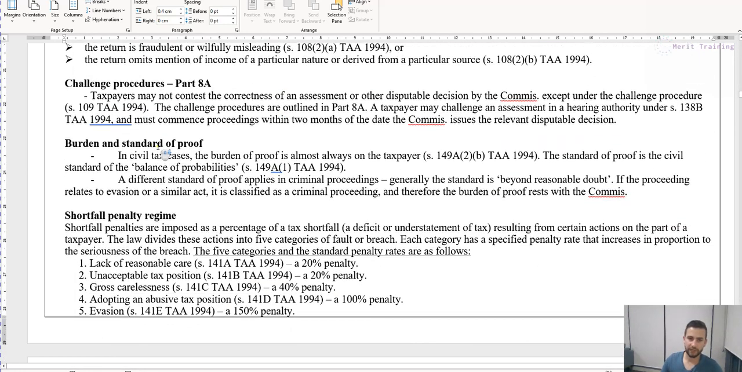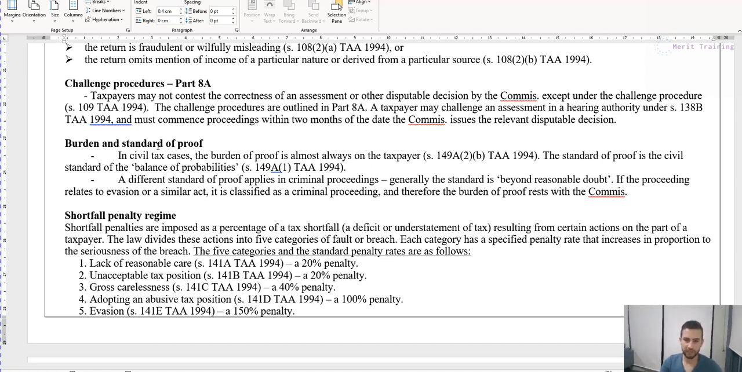So burden and standard of proof. In civil tax cases, the burden of proof is always on the taxpayer, and the standard of proof is the civil standard of the balance of probabilities. This is interesting because it's a civil tax case, which most tax cases are, as opposed to criminal, which is usually to do with crimes, violent crimes, stealing, theft, things like that. Generally, tax doesn't come under criminal proceedings unless it's super serious. For 90% of the time, it's just going to be a civil tax case.